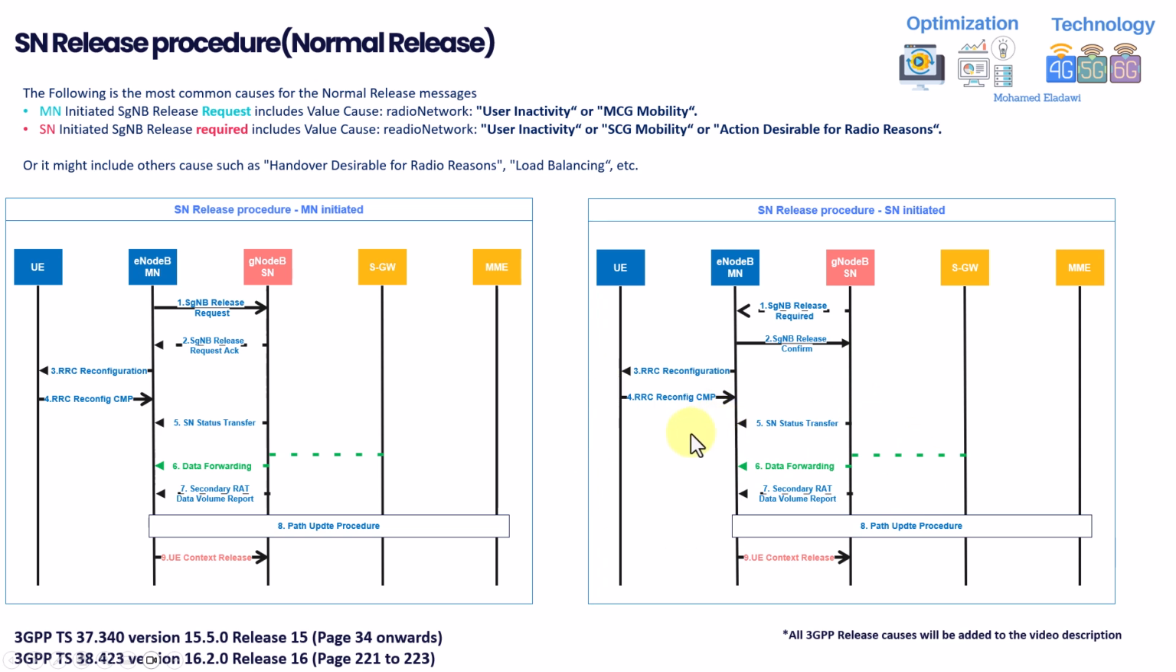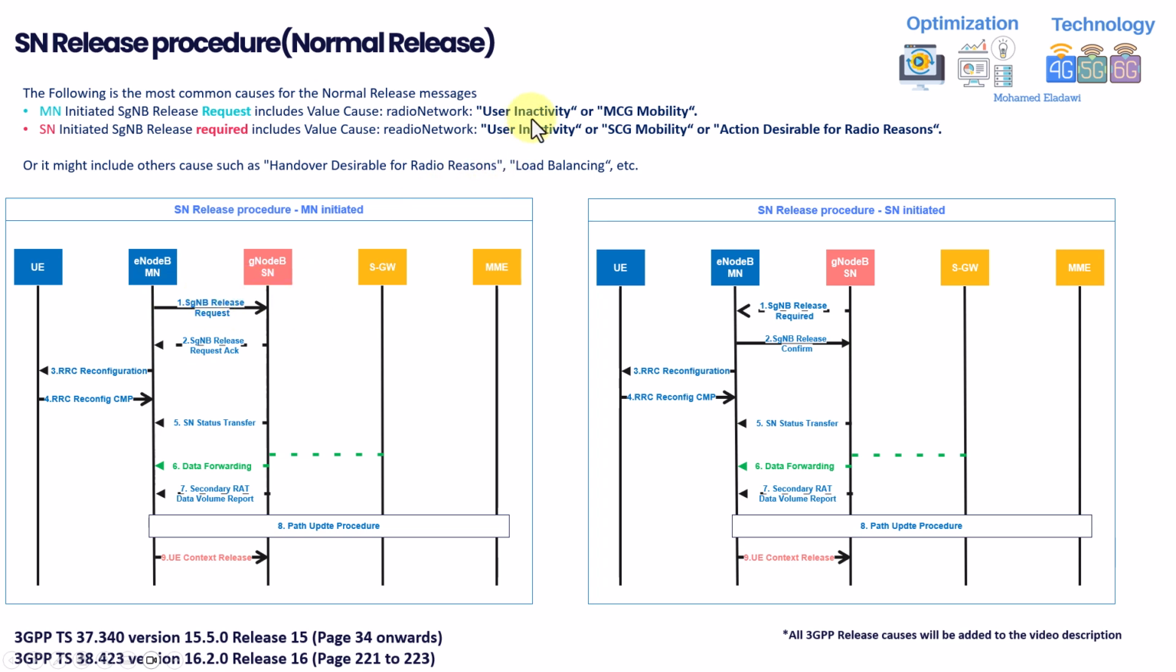And the question here is, when will the master node initiate the release and when will the secondary node initiate the release? As mentioned above, usually the master node initiates the release request for two major causes. First one is called user activity, or MN mobility. I will go through these kinds of cases in the next slides. But with user activity, for example, if you have an activity timer and the activity timer expires, then the eNode B will request to release the secondary node.